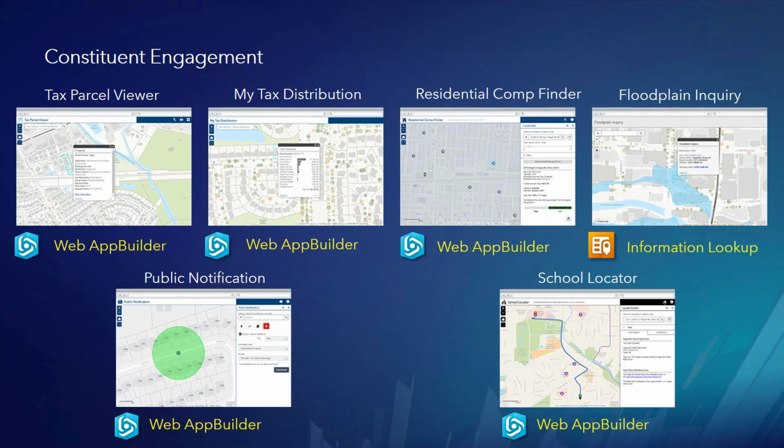Then there's public notification: how do I take a parcel, do a buffer around it, and get mailing labels for those folks intersecting that 300-foot buffer in this case? I'll show all these applications in a second. There's also a school locator application. Say I'm a prospective home buyer and I want to buy a property in this neighborhood. Where are my kids going to go to school?